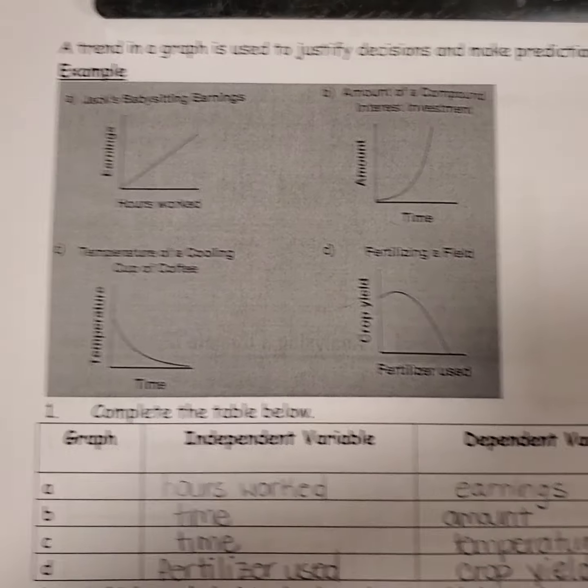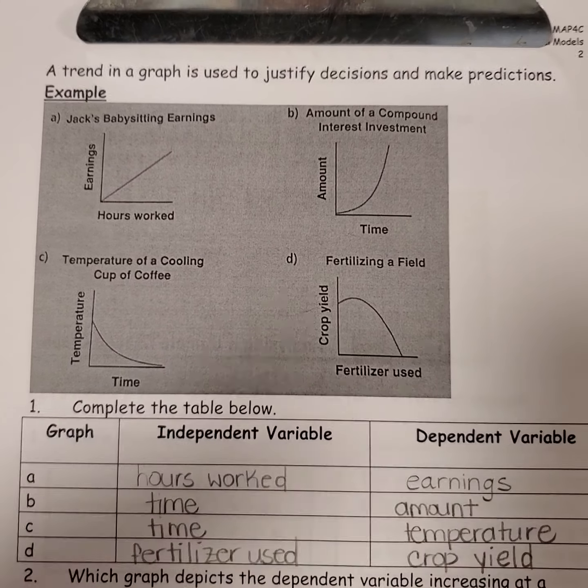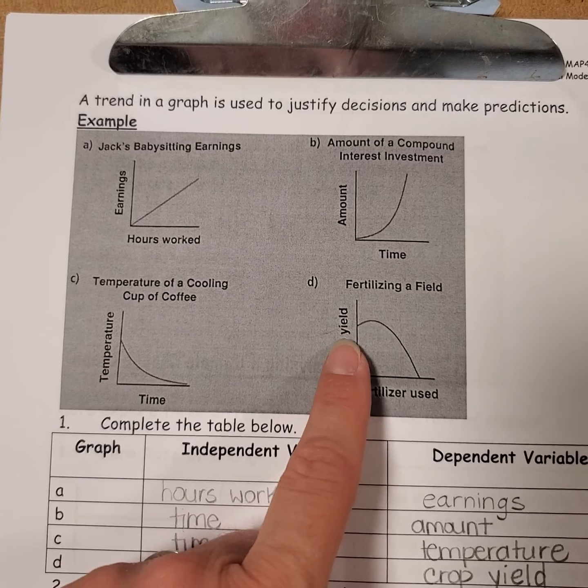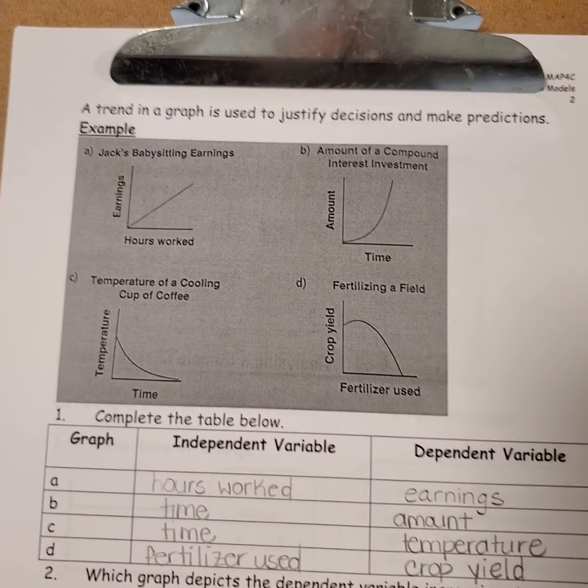So the only graph that depicts the dependent variable decreasing would be this graph right here. We do have this graph decreasing, but actually first it was increasing and it reached a max, okay?